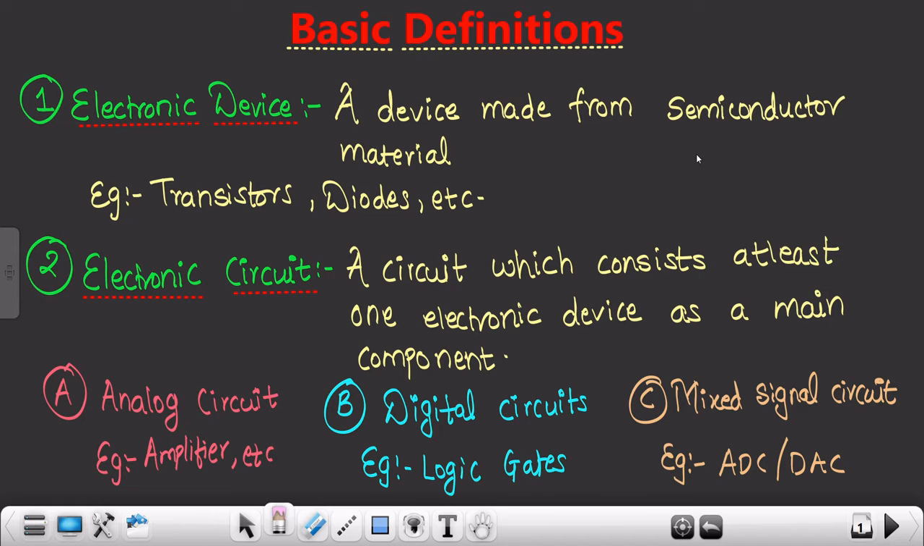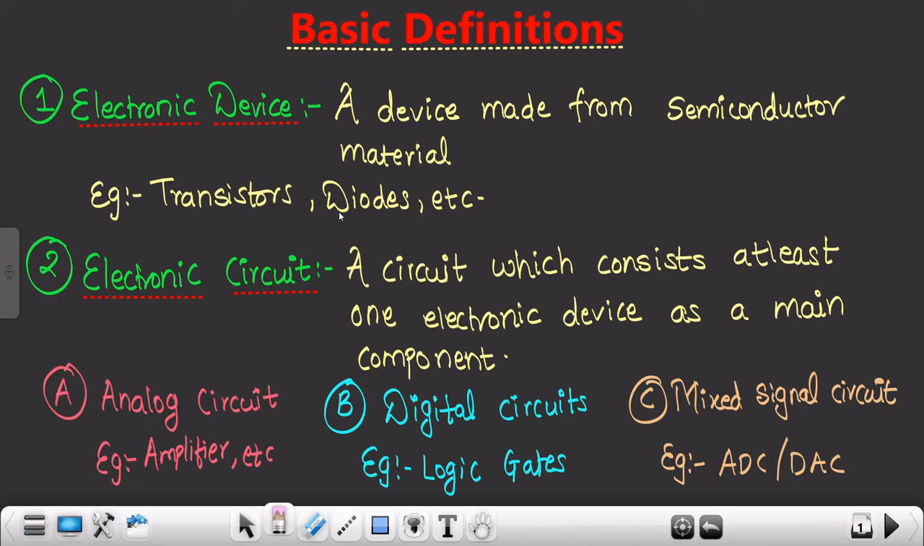When three such layers are combined or fused, like pnp or npn, a transistor is formed. These two examples fall under electronic device. But what exactly happens when we actually make a circuit with the help of any of these components? For example, if I'm taking one transistor and connecting certain resistors, or if I'm taking a diode and connecting it with voltage and resistor, this becomes a circuit.